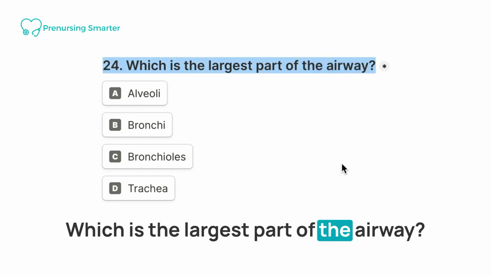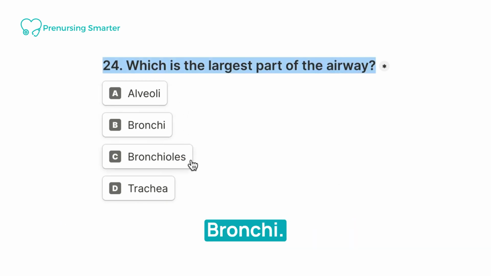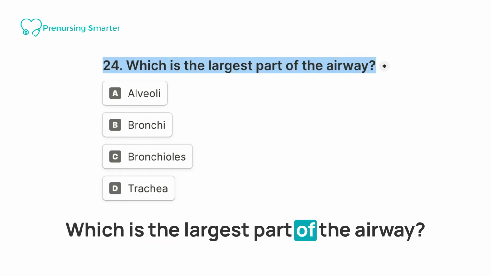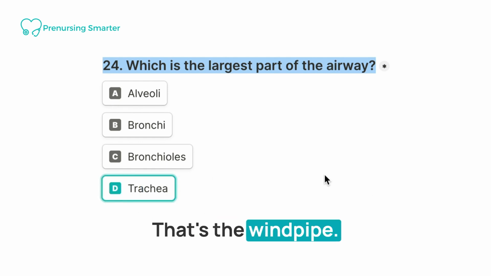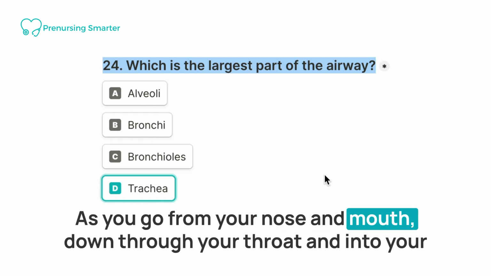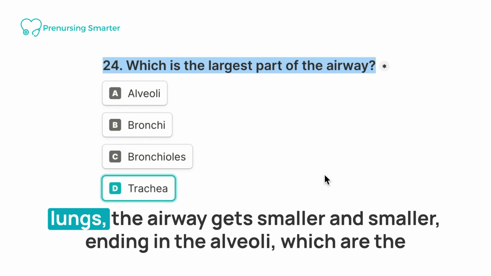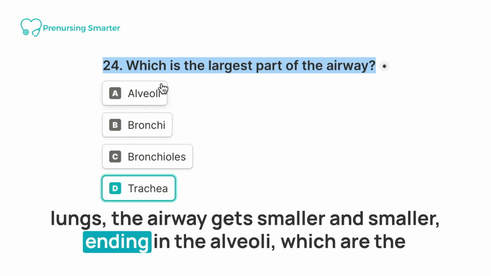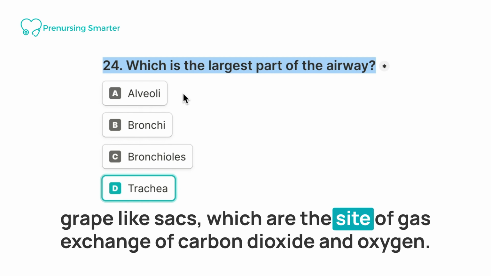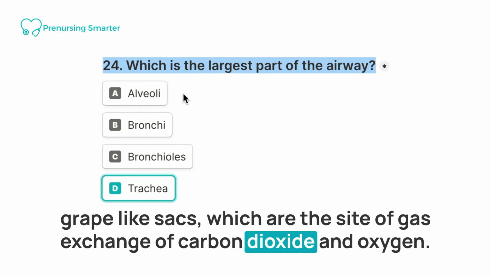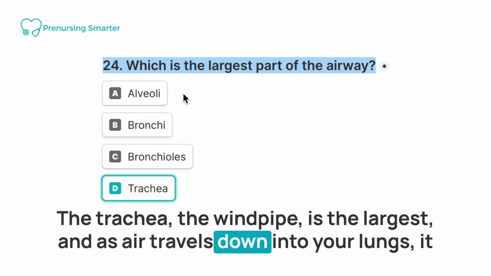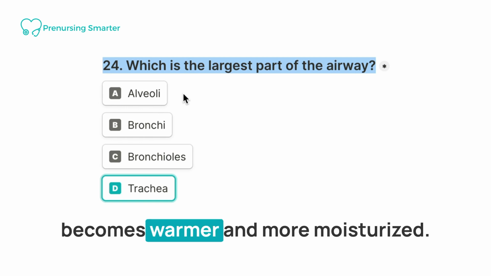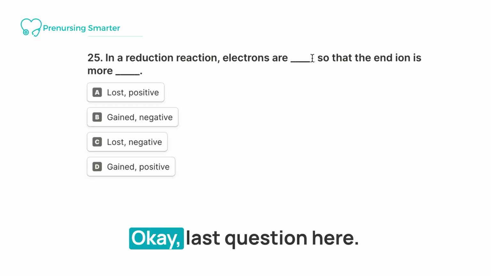Question 24. Which is the largest part of the airway? A, alveoli, B, bronchi, C, bronchioles, D, trachea. Which is the largest part of the airway? The answer is D, trachea. That's the windpipe. As you go from your nose and mouth down through your throat and into your lungs, the airway gets smaller and smaller, ending in the alveoli, which are the grape-like sacs, which are the site of gas exchange of carbon dioxide and oxygen. The trachea, the windpipe, is the largest, and as air travels down into your lungs, it becomes warmer and more moisturized.